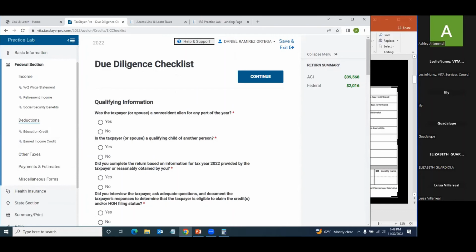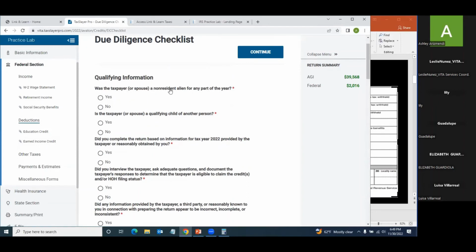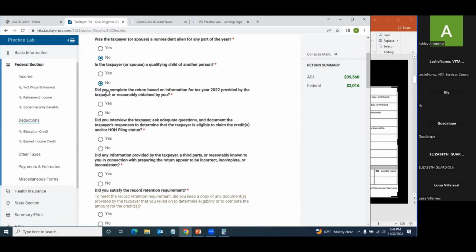So this is a due diligence checklist that it usually asks for. Was the taxpayer's spouse a non-resident alien for any part of the year? No, because they were all US citizens. Is the taxpayer's spouse a qualifying child of another person? No, because nobody can claim them.